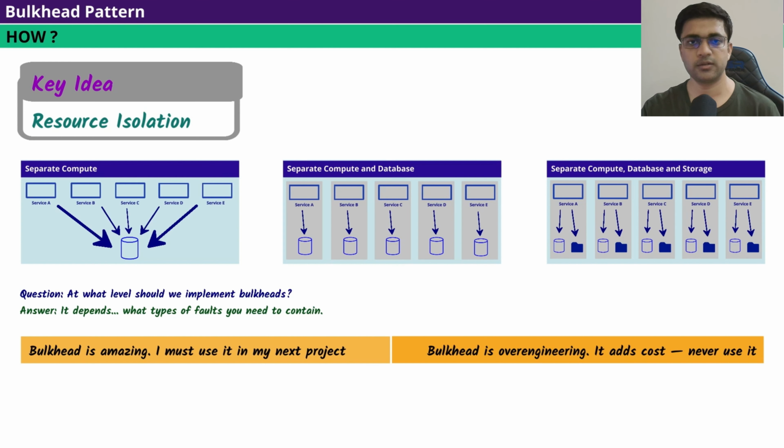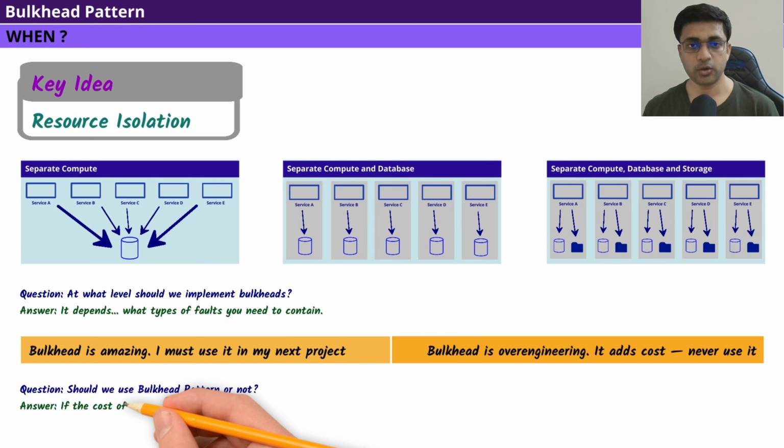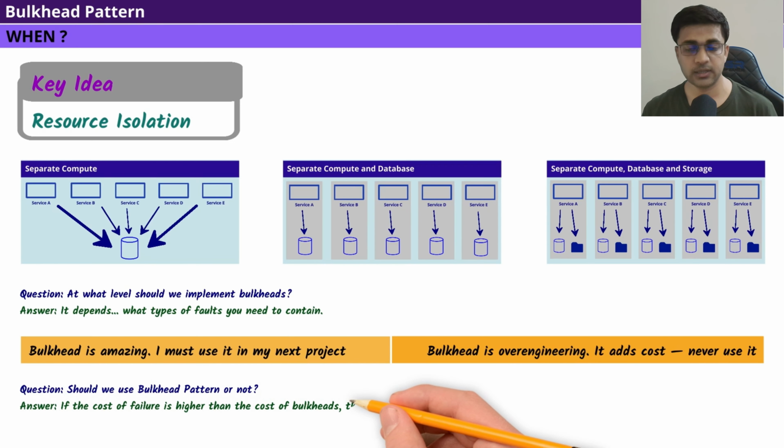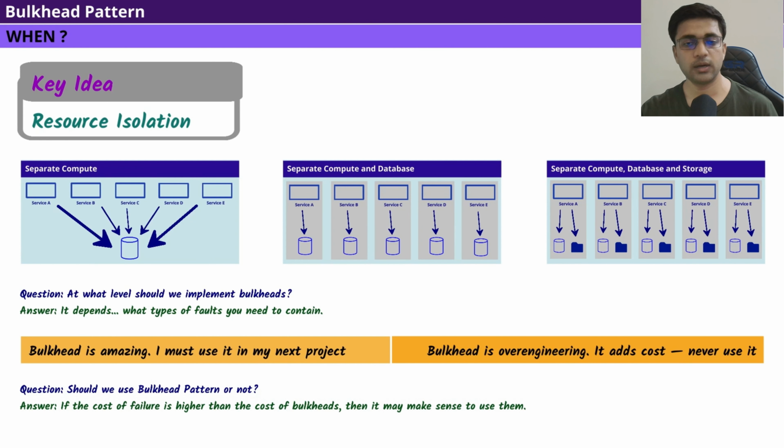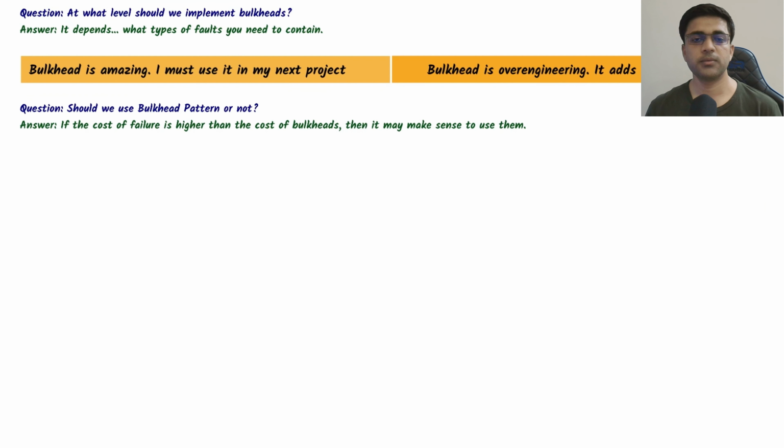And that's where software architecture comes in. That's exactly what software architecture is all about. Decision making. Yes, implementing bulkheads comes with a cost. But if the cost of failure is higher than the cost of bulkheads, then it may make sense to use them. Otherwise, it may not. Let me show you some real use cases.